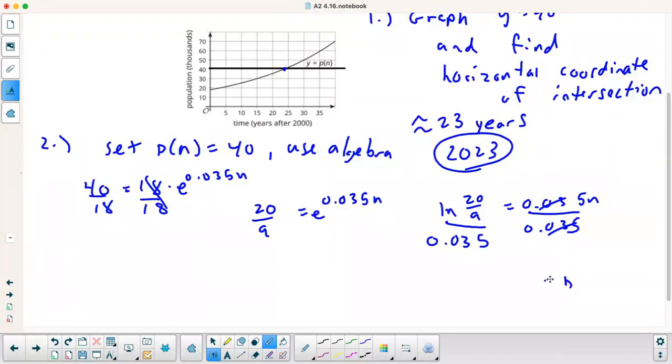So I get n equals, let's see if it's close to 23. Natural log of 20 divided by 9, and then I close my parentheses, divide by 0.035. And sure, yeah, pretty close, 22.8. So pretty close to what I had said, 23. So approximately 2023.